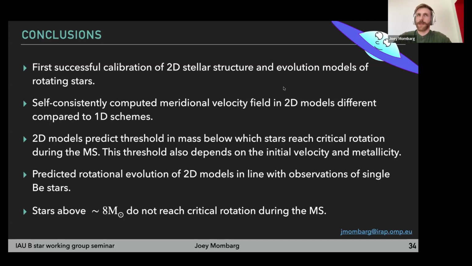Yes, I see. But in some sense, that's not what I showed. We have different initial rotation rates at the SAMS and then see in which cases they spin up. But I guess for the binary, you might indeed have a different initial distribution of the angular momentum transport.